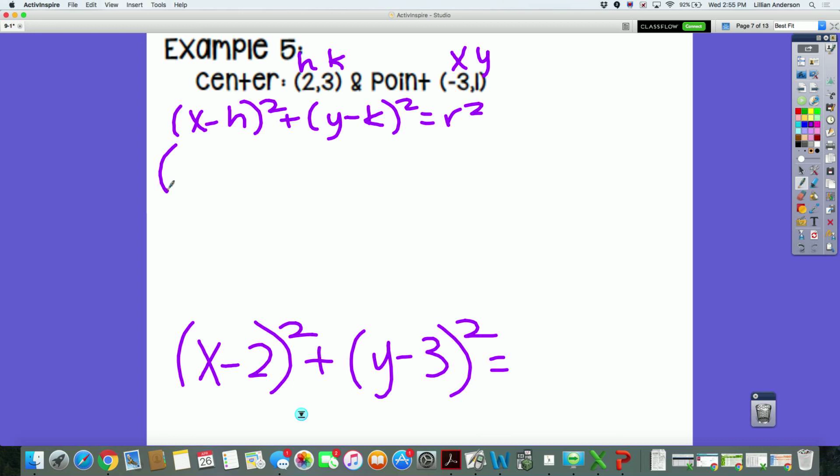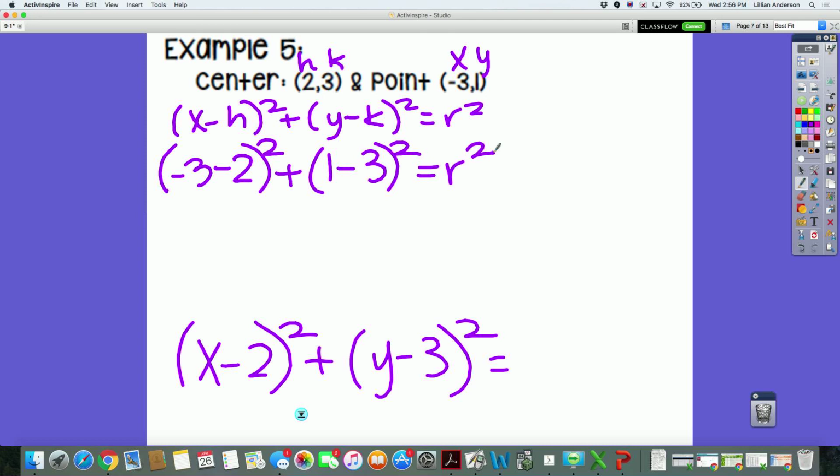So when I plug that in, that's going to be negative 3 minus 2 squared plus 1 minus 3 squared equals r squared. Isn't that the back end of my formula? Isn't that r squared? So if I can just figure out what this number is, I have my answer, the last bit. Then we just do the math. We're taking the point and the center and plugging them into the equation of a circle.